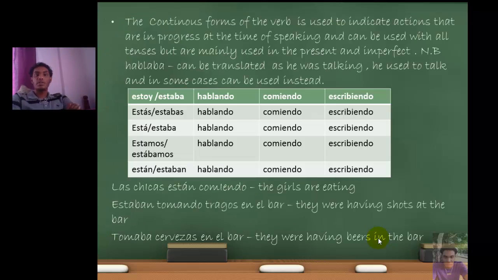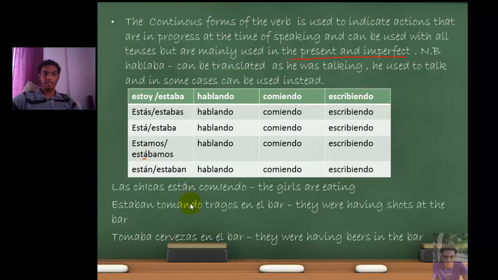Now on to the continuous forms of the verb. Now these are very important, especially when you're talking about actions that are in progress at the time of speaking. They can be used with all tenses, but mainly used as indicated here in the present and the imperfect. So I made reference to estoy and estaba, which means I am and I was. So I am talking, I was talking. I am eating, I was eating. I am writing, I was writing. And the same applies here.